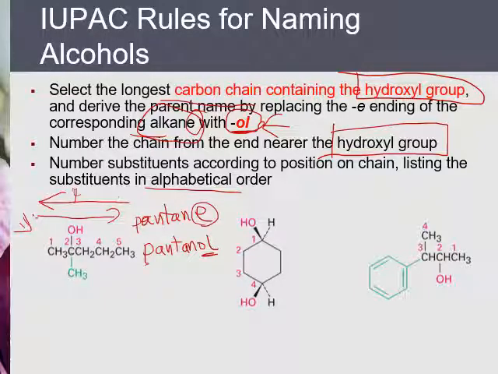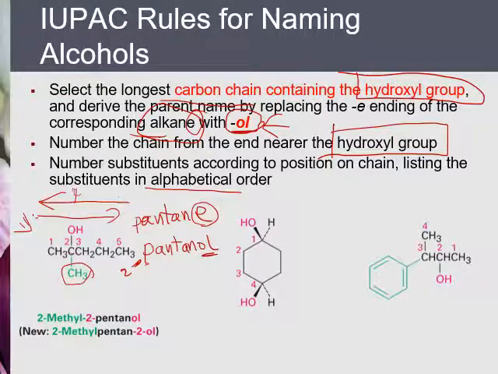Therefore, the name is 2-pentanol. So 2 means its number 2 carbon has a hydroxy. And then you also have a substituent, and the substituent is also on number 2, and therefore it's 2-methyl-2-pentanol.